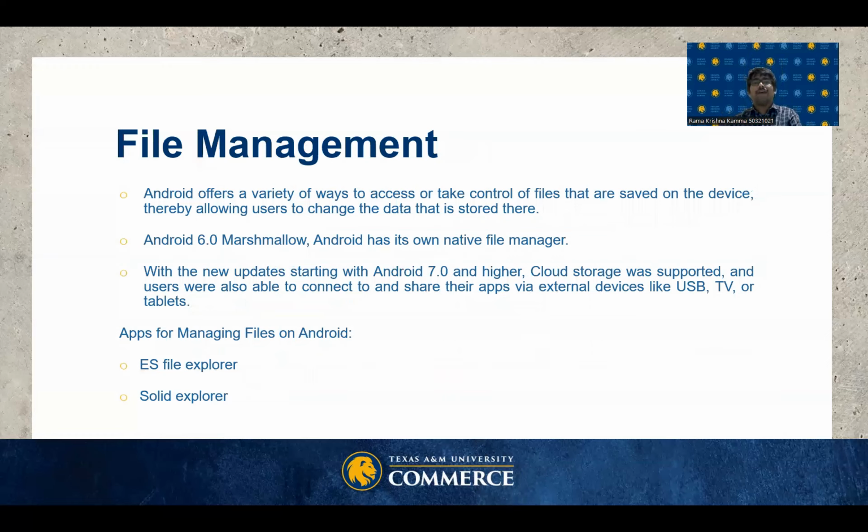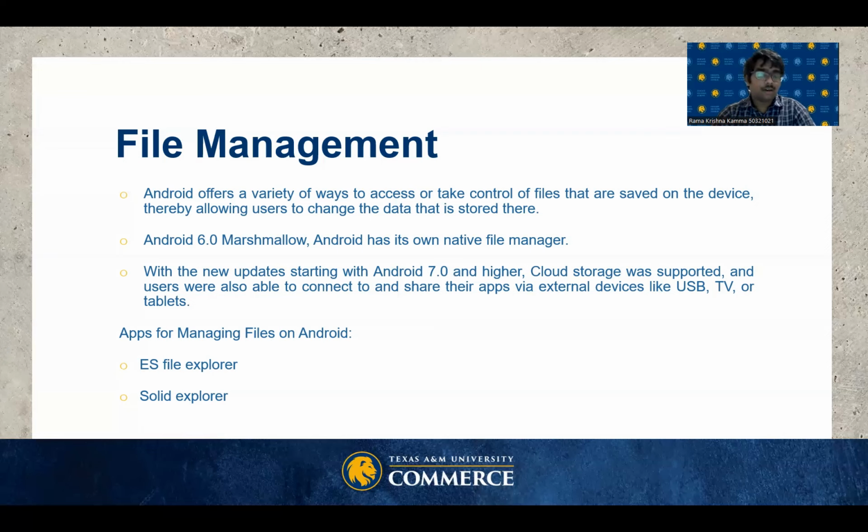Coming to file management of Android systems. Android offers a wide variety of access to and control of the files saved on the device. Previously also, it was very effective in the case of Android file management systems, so we are able to access files very fast. Android 6.0 had no native file management. With the new updates starting from Android 7 and higher, cloud storage was supported and it was possible to connect with shared apps via external devices like USB, TV and tablets. We know all these things are used in our day-to-day lives.